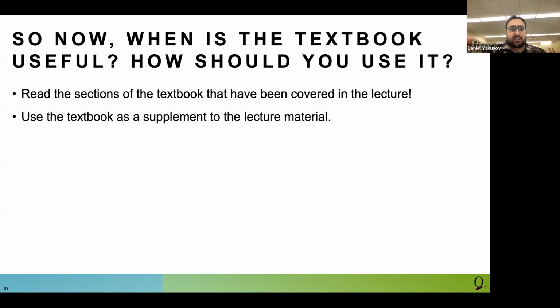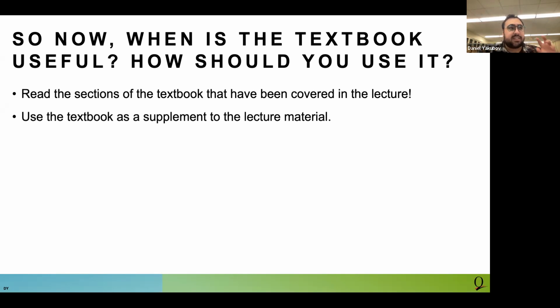to review the sections of the material from lecture, but you really only should be using the textbook as a supplement. All right. And what do I mean by this? Let's say you're confused about something. Let's say you want an example for something. Let's say that you want to get much more detail on a topic for class. That's when you use the textbook.